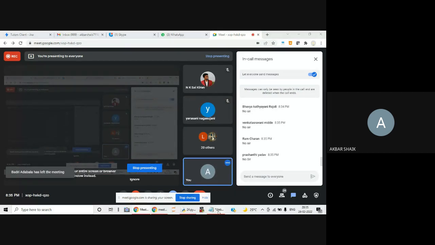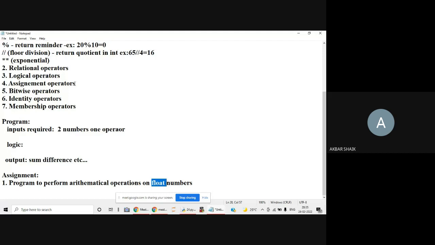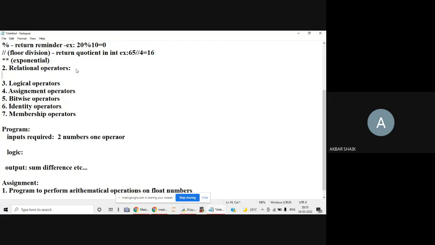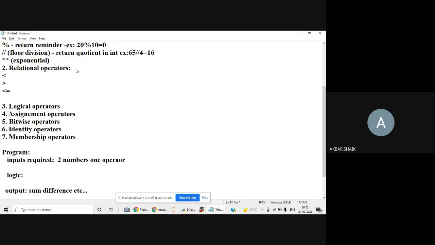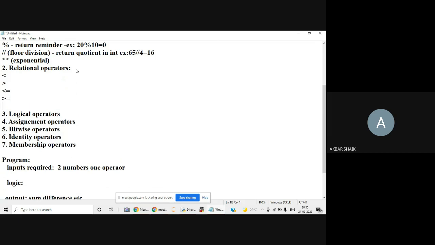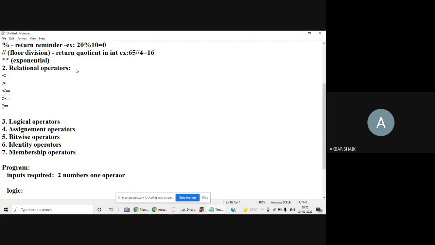Okay, right. So if you don't have any doubts, then we'll go for the second type of operators, that is relational operators. What are the relational operators? Less than, greater than, less than or equals to, greater than or equals to, not equals to, double equals to. These are the relational operators. Relational operators are going to give you the relation between two numbers or two operands.